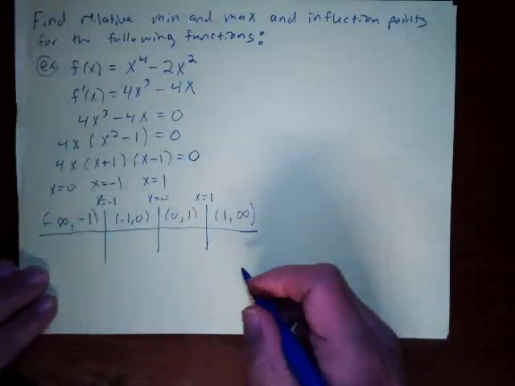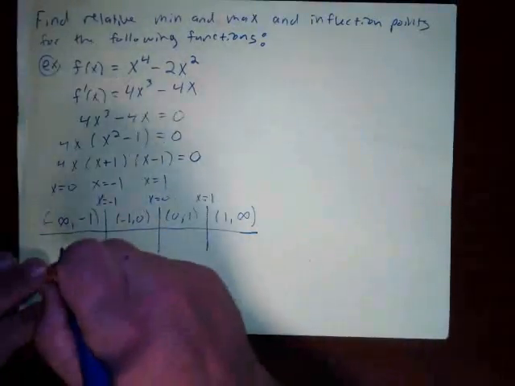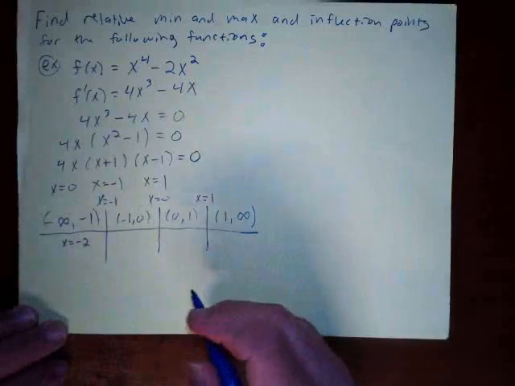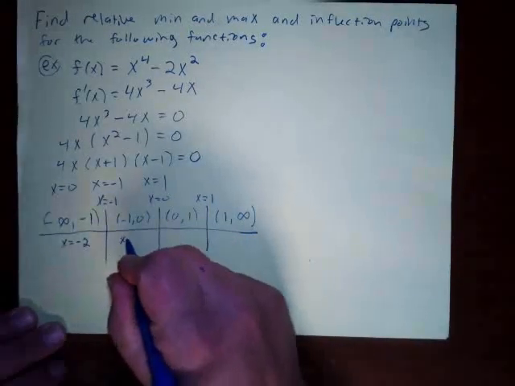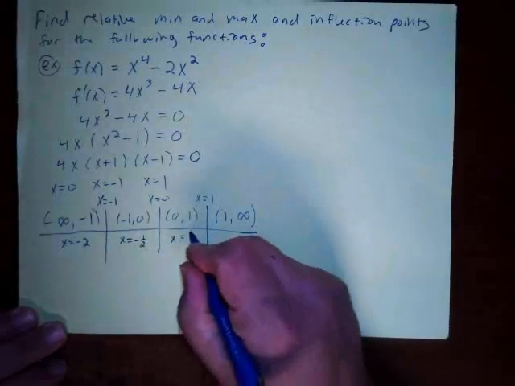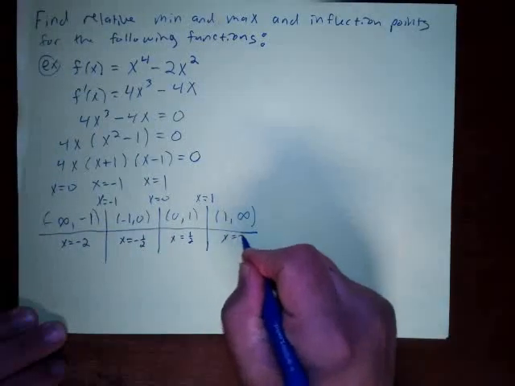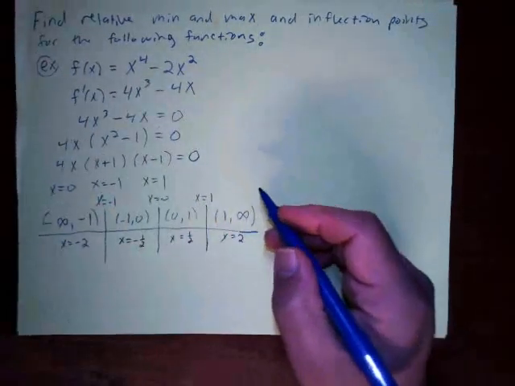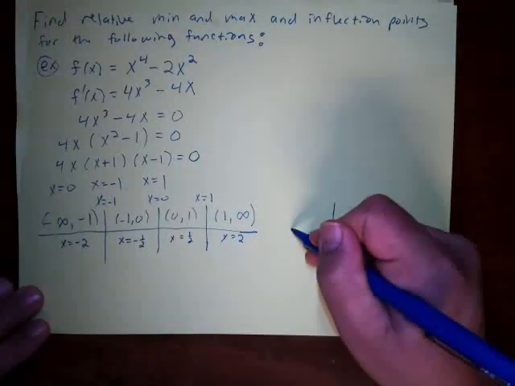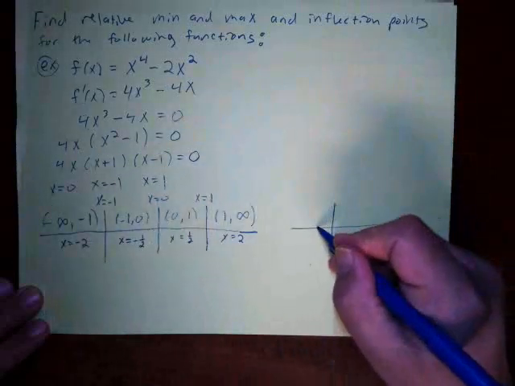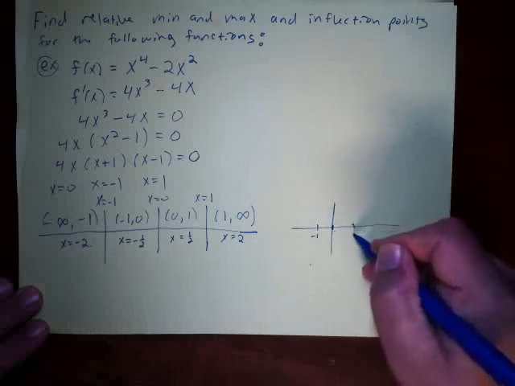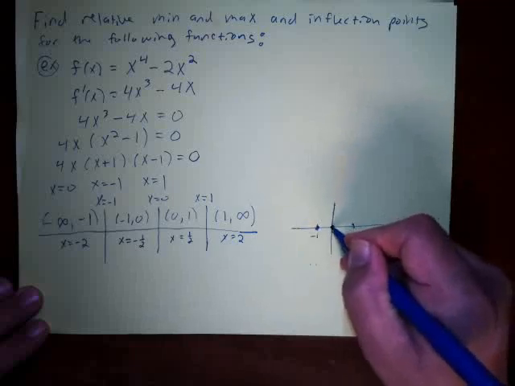We can pick x equals negative 2 as my test point there, and then x equals negative 1/2, x equals 1/2, and x equals 2, and then you'd plug these in. Another thing that you can do with this cubic, let me show you, is say these are the zeros. Here is negative 1, there is 0, and there is positive 1.